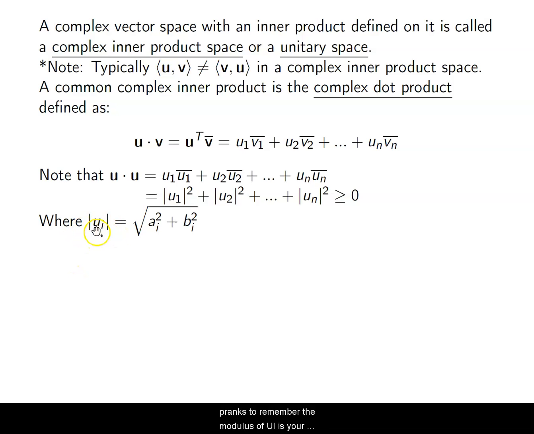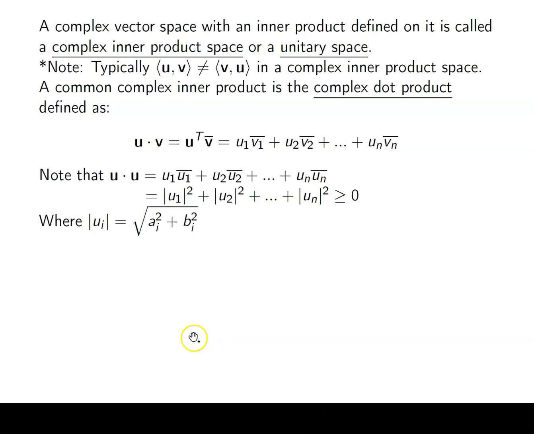So remember, the modulus of UI is you're squaring each element, A sub I, B sub I, because each U has an A and a B term, and you're squaring them and adding them together and then taking that square root. So again, if you're wondering what I'm talking about, go back to that 6.3 video and just review the geometry that we had there.